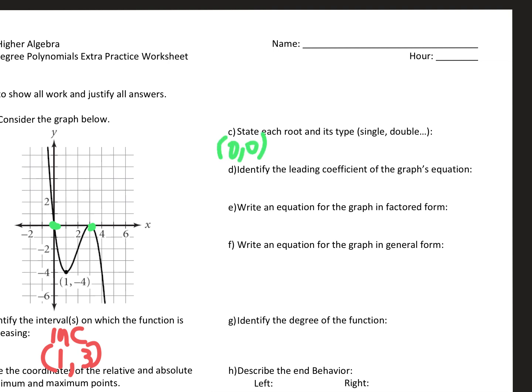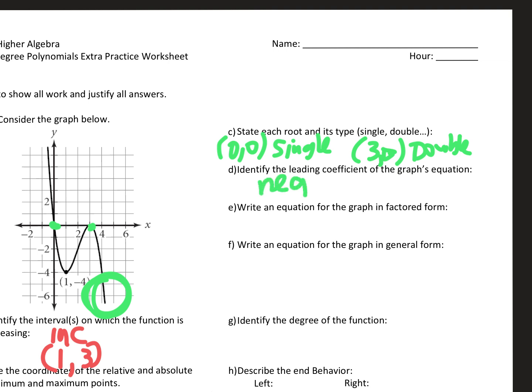Now I should name what type that is. Is that a single, a double, or a triple? That's a single. What is the single, double, triple thing? That means, is it just passing through it? Is it bouncing off of it? Or is it making that weird x to the third shape that's kind of like a cubed? This is a single. The next one is at 3, 0, and it's a double. The leading coefficient is negative because it's going down on the right. All you know is it's negative.